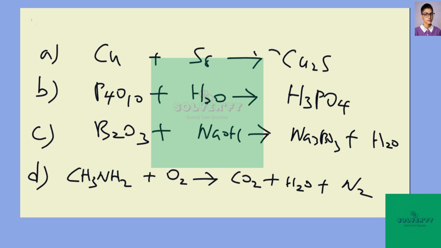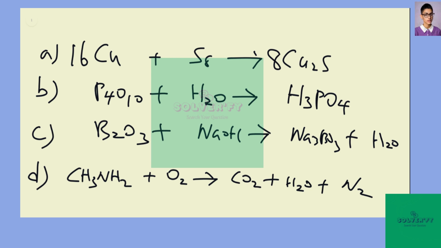First of all, I will balance the sulfur first. On the left we have 8, on the right we have 1. So I will add 8 in front of Cu2S to balance the sulfur. And then I will add 16 in front of copper in order to balance the copper. And this is how I balance that.